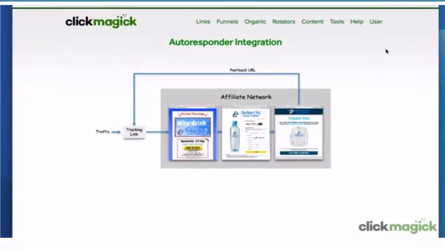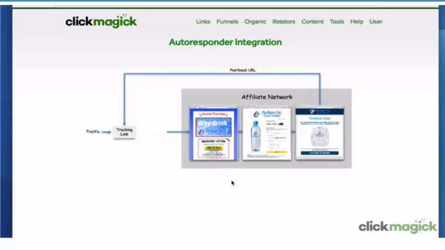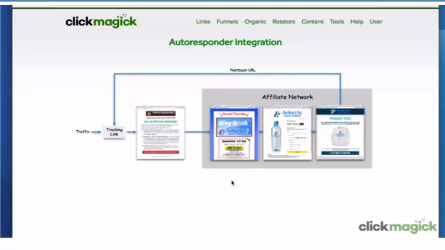The first video showed you how to pass a click ID from your tracking link to your affiliate network. It also showed you how to set up a post-back URL with your affiliate network so you could track sales conversions in your Magick stats. The second video on landing page integration showed you how you would pass a click ID from your tracking link through a landing page using some Magick JavaScript code and then onto your affiliate network.